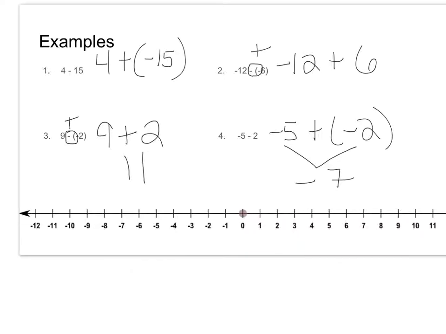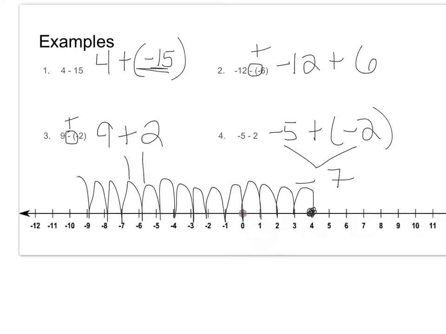So we have 4 plus a negative 15. I like to use the number line. So we're at 4. It's telling us to add negative 15. Adding, usually we go to the right, but we're adding a negative, so we need to go to the left 15. So we have 1, 2, 3, 4, 5, 6, 7, 8, 9, 10, 11, 12, 13, 14, 15. So that lands us on a negative 11.